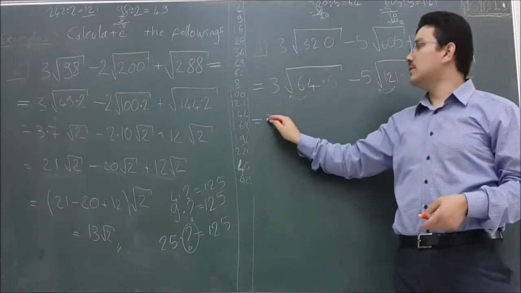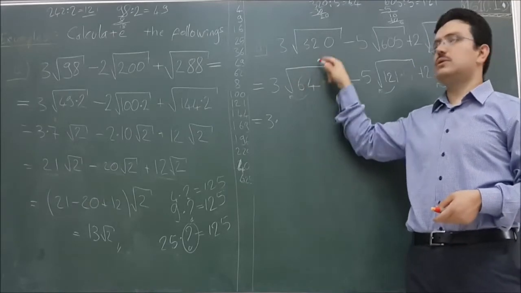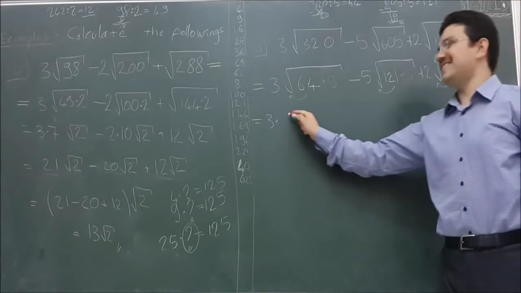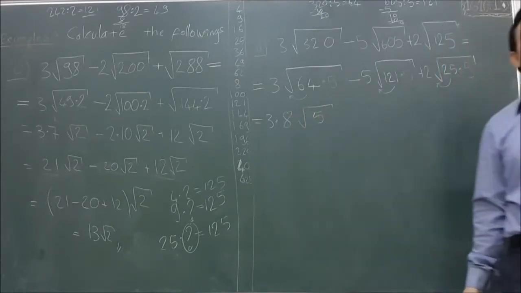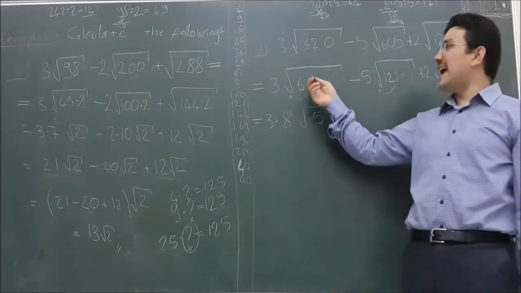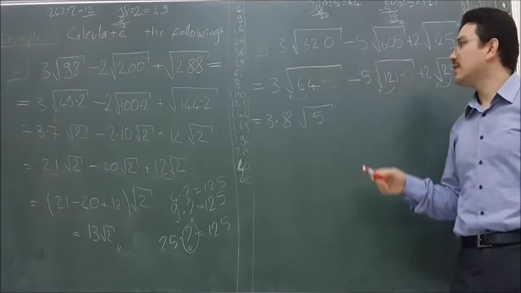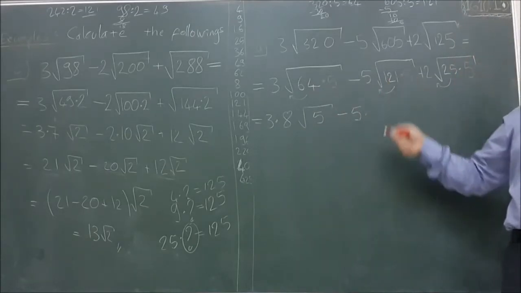So here we already have 3 times 64. We cancel the roots for 64. 64 goes out, 8. That's 8, bravo. And 5 is still here. 8 times 8, 64. So minus 5 is already here times 121.